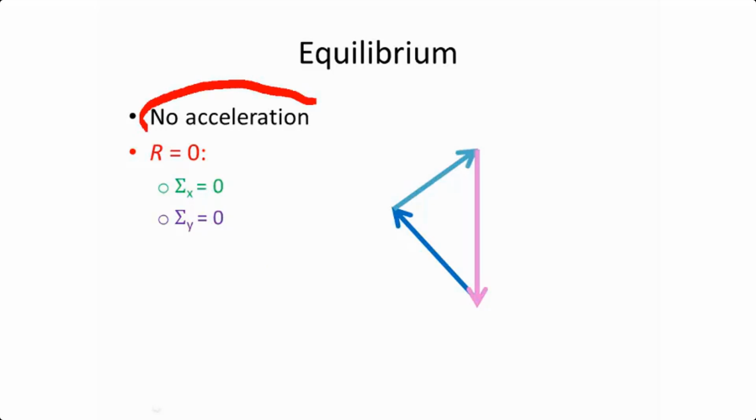There's no acceleration of the stone, so it must be in equilibrium. So the resultant must be 0. And when the resultant is 0, the sum (this symbol means sum) of the x components must be 0, and the sum of the y components must also be 0. We can make use of that fact to solve this problem without having to draw a scale diagram.